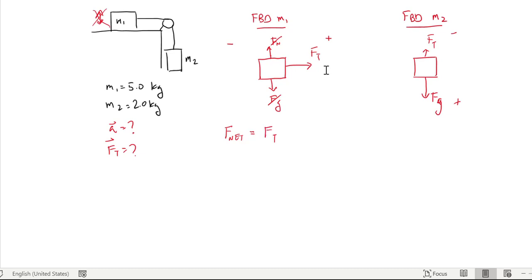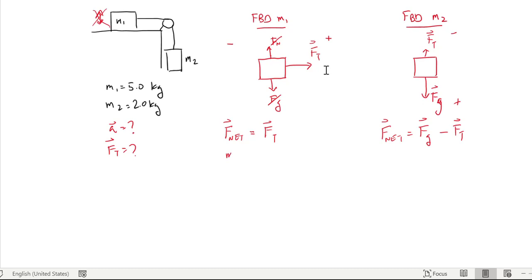For M2, F net is equal to Fg, which is the positive one, minus Ft, which is in the negative direction. By the way, I'm getting lazy with my arrows. Don't worry so much about the arrows. Just know towards the end, most physicists understand that force is a vector, and they just stop writing the arrows. All right? Okay.